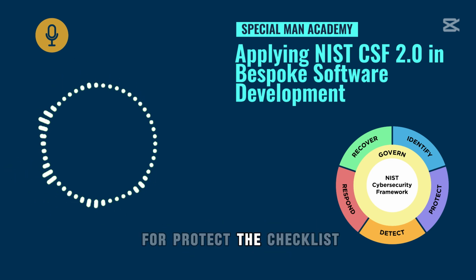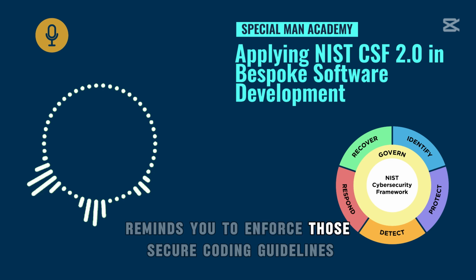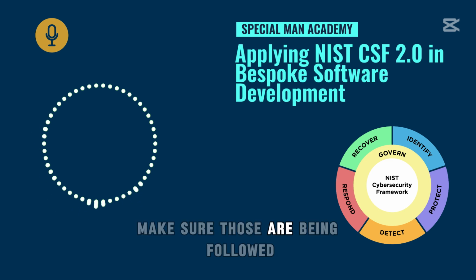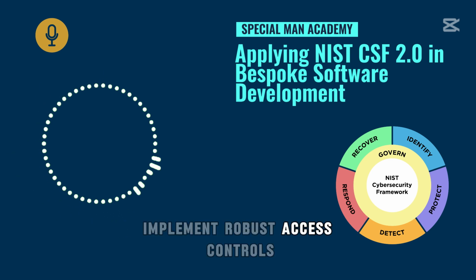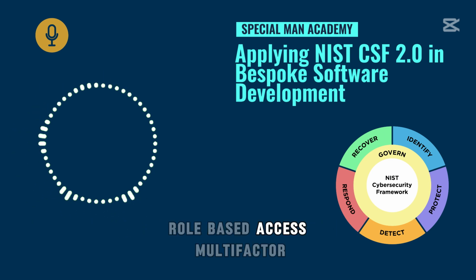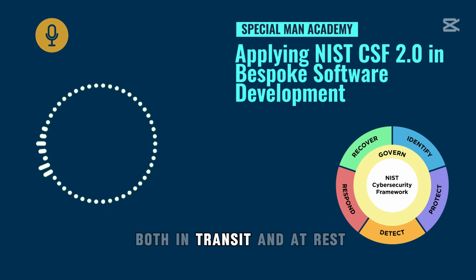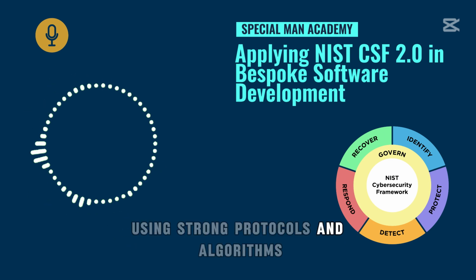For Protect, the checklist reminds you to enforce those secure coding guidelines from OWASP, CWE, SANS. Make sure those are being followed. Implement robust access controls: role-based access, multi-factor authentication. And ensure that data is encrypted, both in transit and at rest, using strong protocols and algorithms.